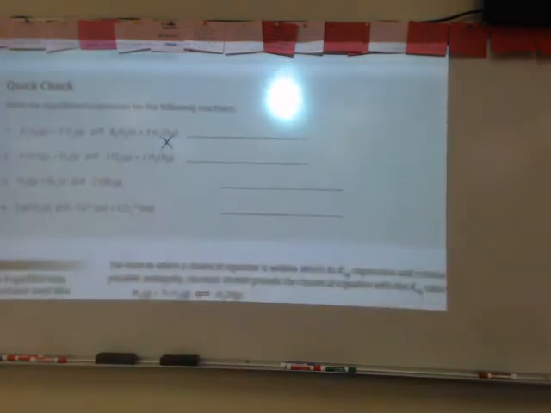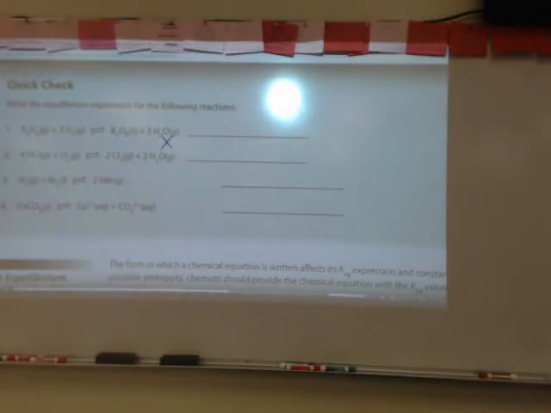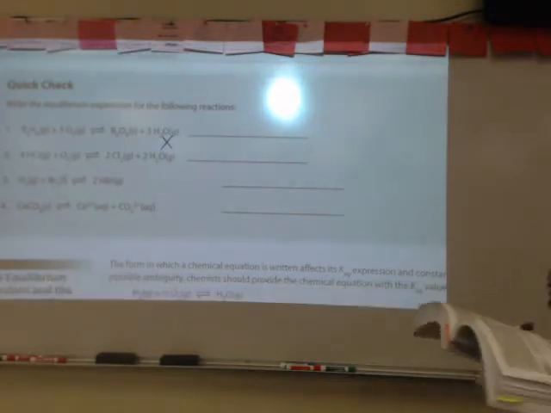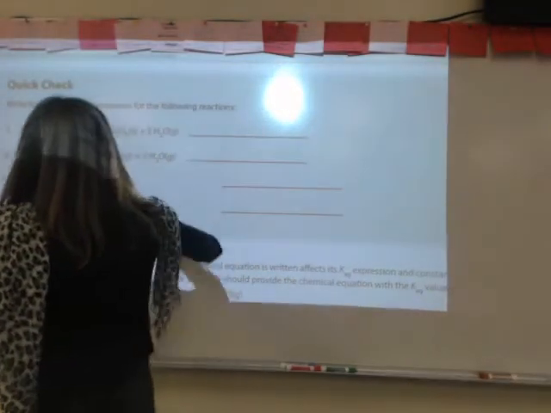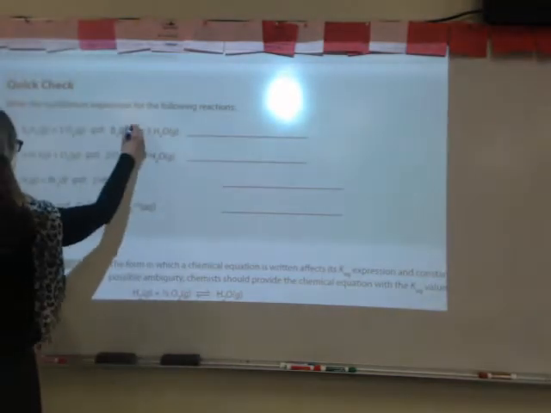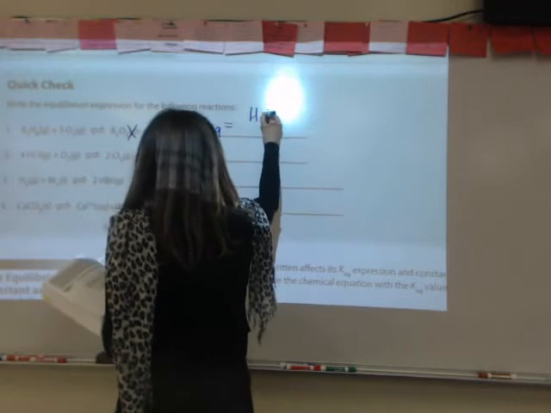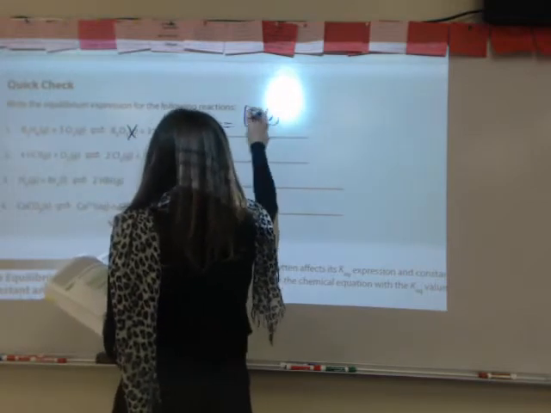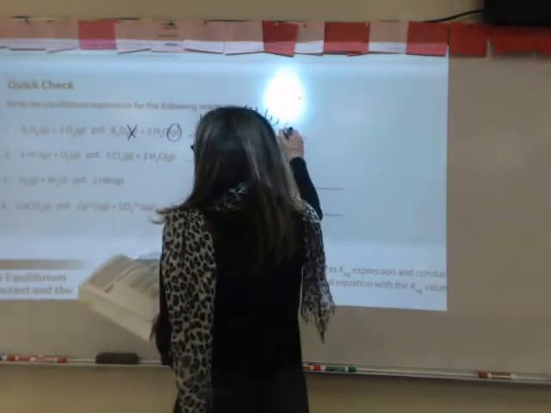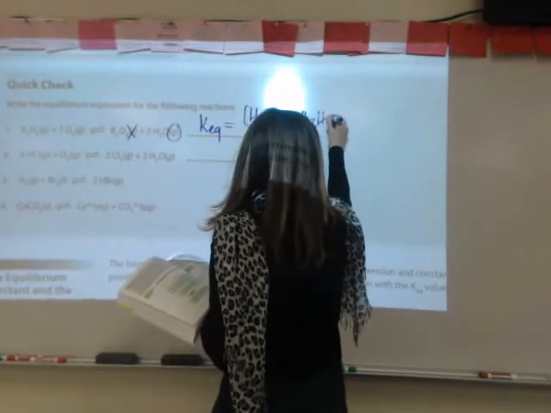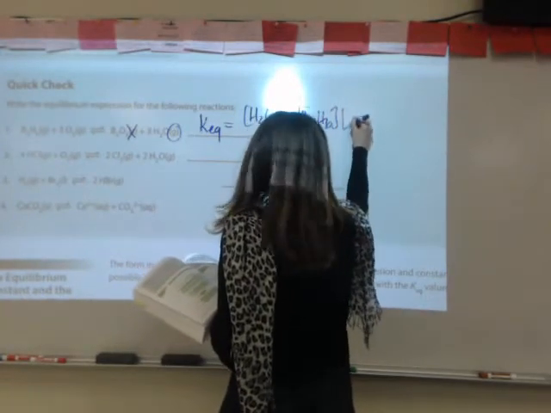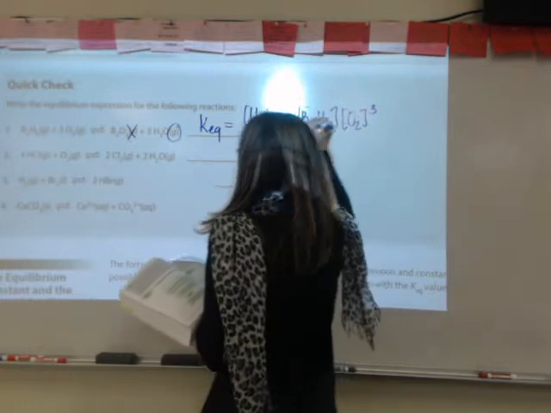If you take a look at the next page, it says write the equilibrium expression for the following reactions. So in this first one, we would exclude the solid. So this would be water raised to the third power, because it's a gas, so we would include it, divided by V2H6 times O2 raised to the third power.